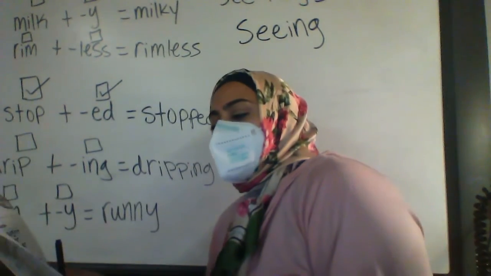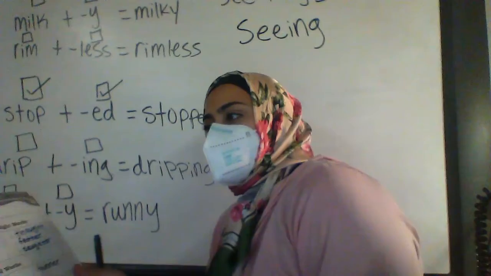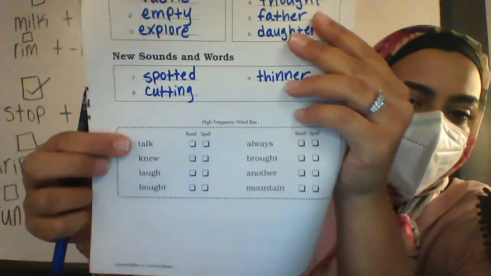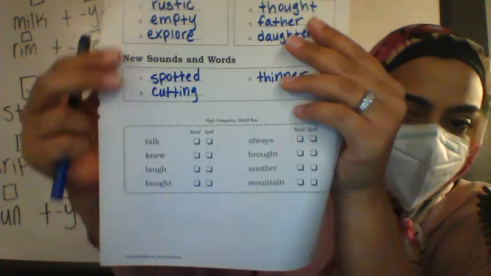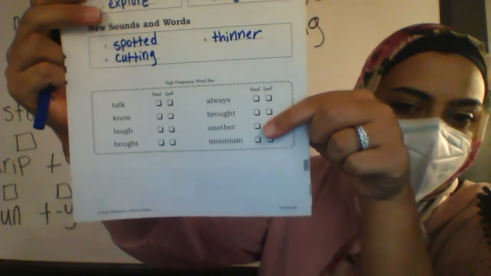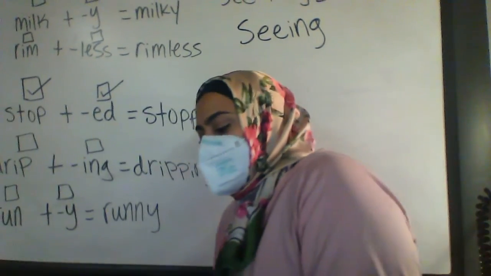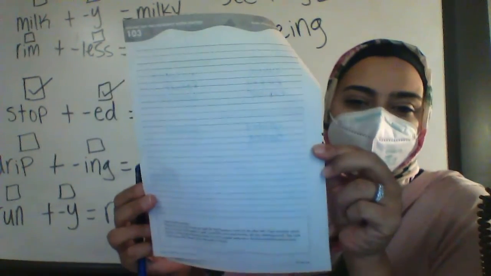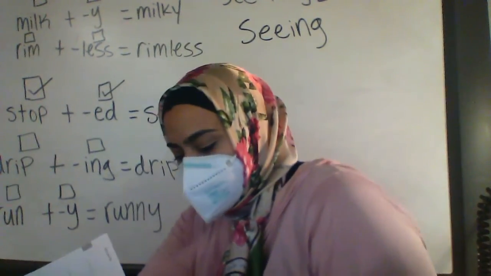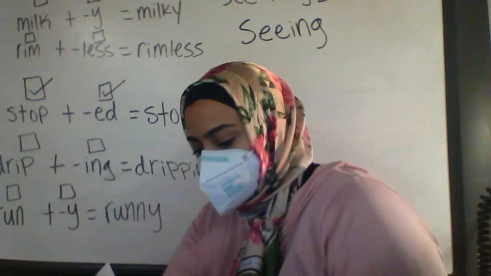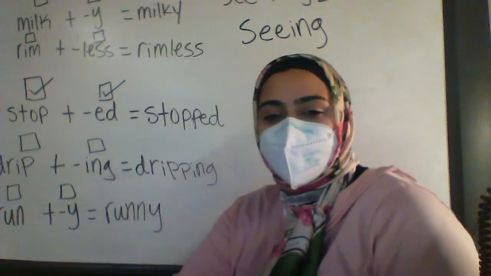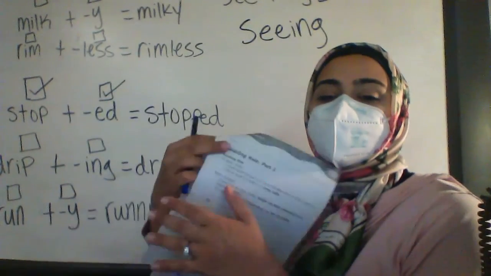All right, now let's read the words in the high frequency word box together. Are you ready? Talk, new, laugh, bought, always, brought, another, mountain. On the back, you are going to write a story today. You are going to, yay, that's exciting. You are going to use at least 5 of the words from the high frequency word box in your story.